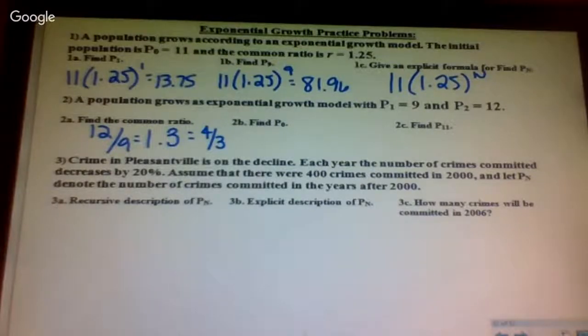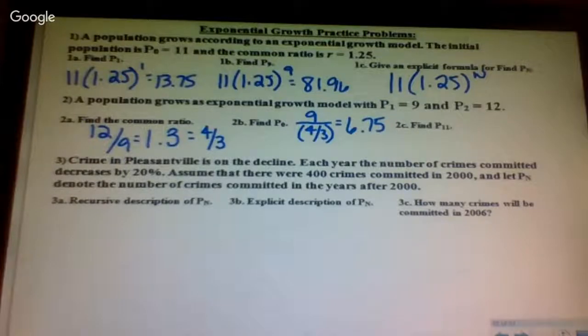Now I need to find P sub 0. If I multiply 9 by 4/3 to get P sub 2, how would I work backwards to get P sub 0? Divide. So take 9 and divide it by 4/3. Don't forget to put your 4/3 in parentheses. That gives 6.75. And now we can find P sub 11.